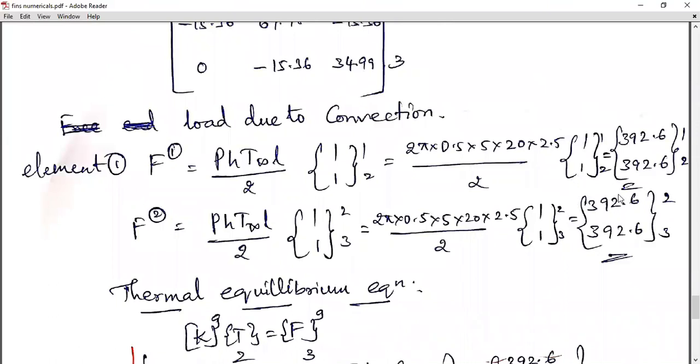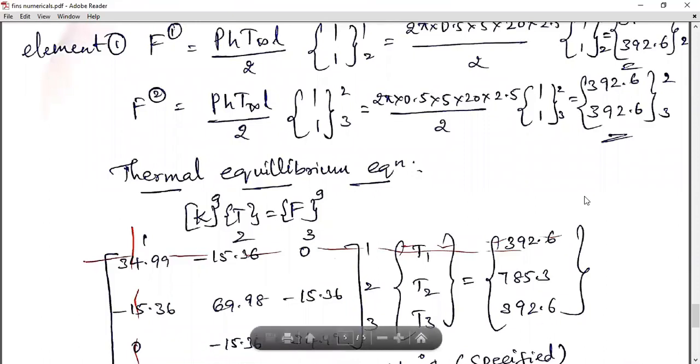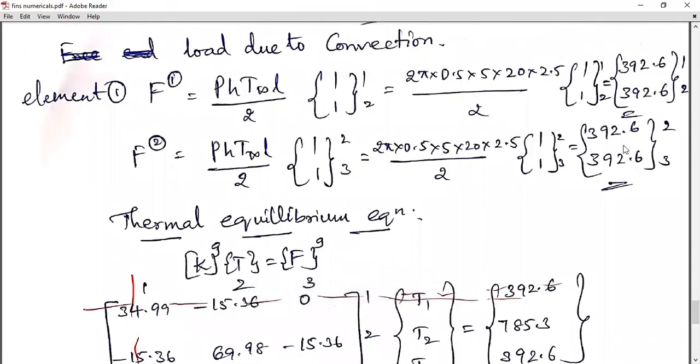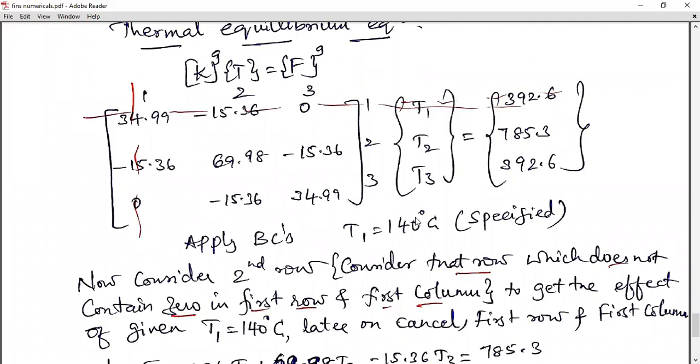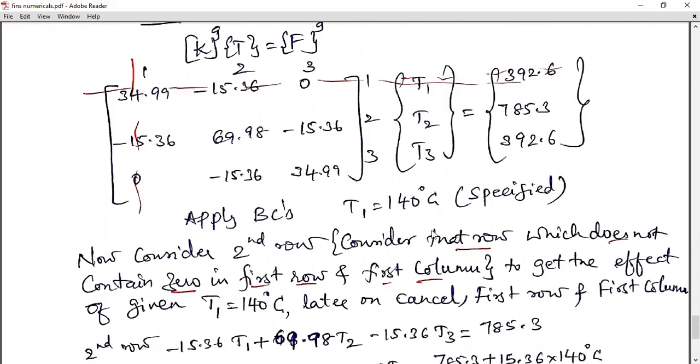So once you get these values, for element 1 and element 2, you have to get the global vector. Global vector is 392.6, and since it is 392, this 2 gets combined, added, you get 785 and the third. So it is in the form of an equilibrium equation. K global, temperature at the unknowns, nodal unknowns, F the nodal loads, thermal loads. So here again temperature, instead of the previous problem it is 140 degree. Again temperature was in Celsius, no need to bother. Kelvins here not given. So everything is properly matched.